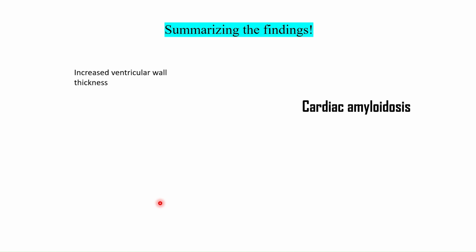So you have an increased ventricular wall thickness, biatrial enlargement, diastolic dysfunction, and pericardial effusion. These findings are highly suggestive of cardiac amyloidosis, and that's how you should put it down in your report: that the findings are strongly suggestive of cardiac amyloidosis / infiltrative cardiomyopathy.